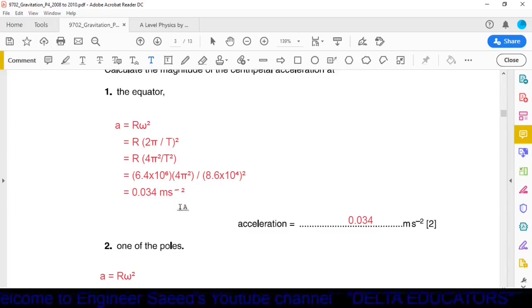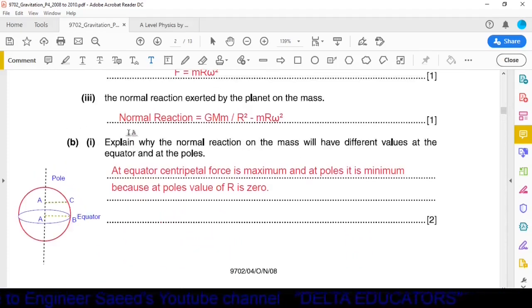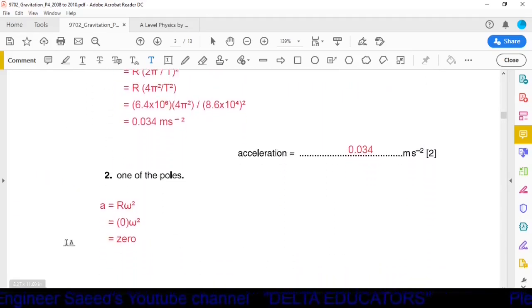Okay, next part on the poles. Now we have to calculate the acceleration on the pole. It is just discussed that at the pole value of r is 0. Since at the pole value of r is 0, so when we will multiply 0 by the other values, then total answer will be 0. So acceleration will be equal to 0.